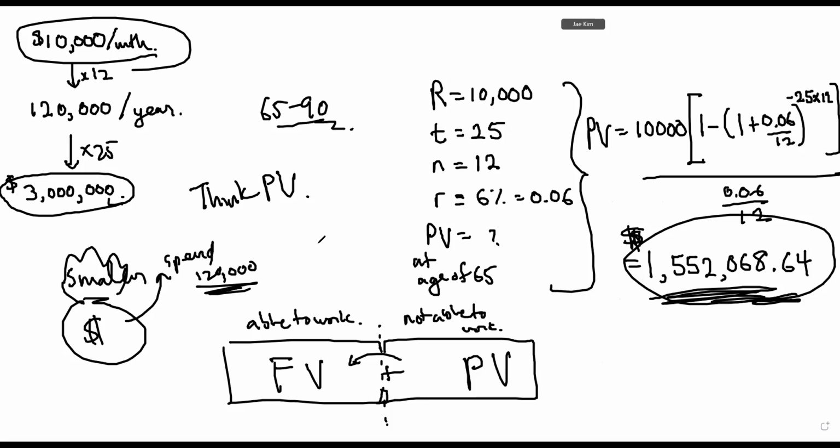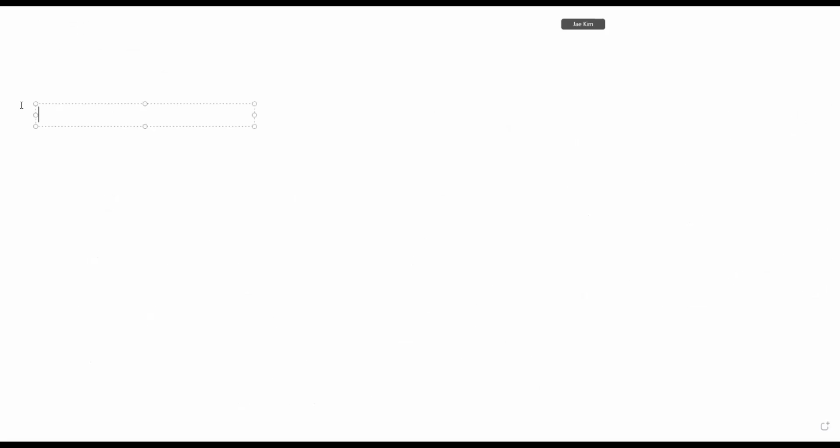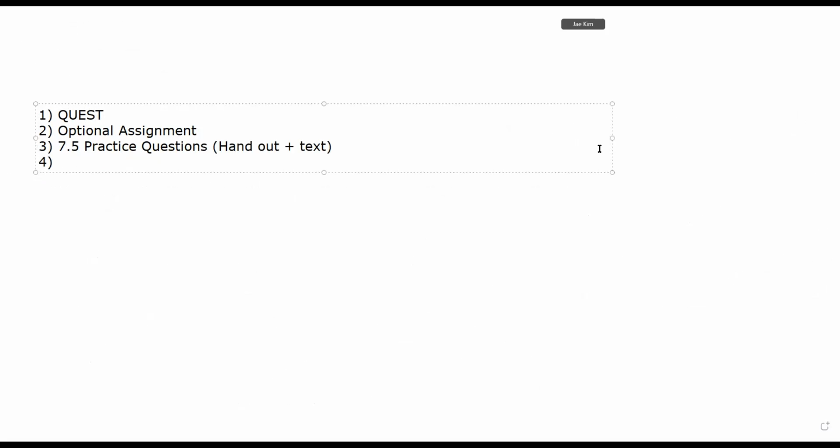For your homework, if you haven't done the quest, you better go and do it. Number two, you still have the optional assignment that you can try. More so than that, now that you have 7.5 done, you can try the practice questions on the worksheet, on the handout, plus the textbook. And then I guess that's about it. I can't think of anything else right now. Optional assignment, practice questions. Yeah, I'll leave it at that. So these are the things that you ought to be doing.